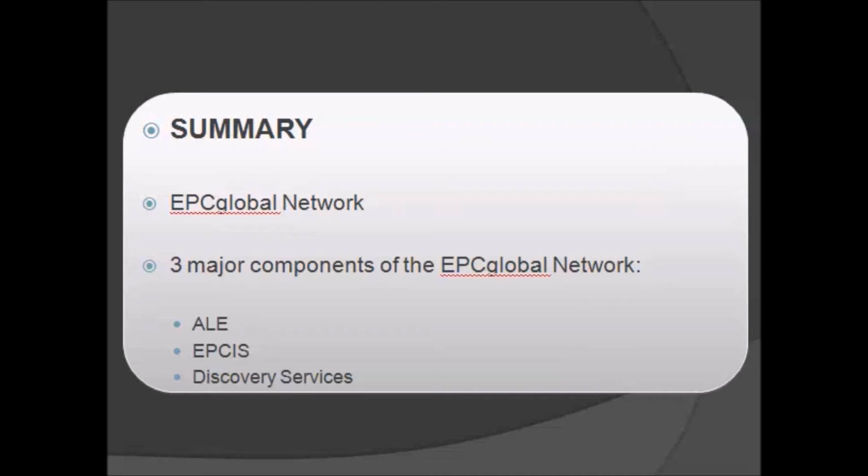The second is EPCIS, EPC Information Services. It manages the storage and exchange ability of information between the different partners of the supply chain. Information collected from the RFID tag and filtered by the application level event will be managed in the EPCIS. Of course, other additional data can be added, such as the transaction information.